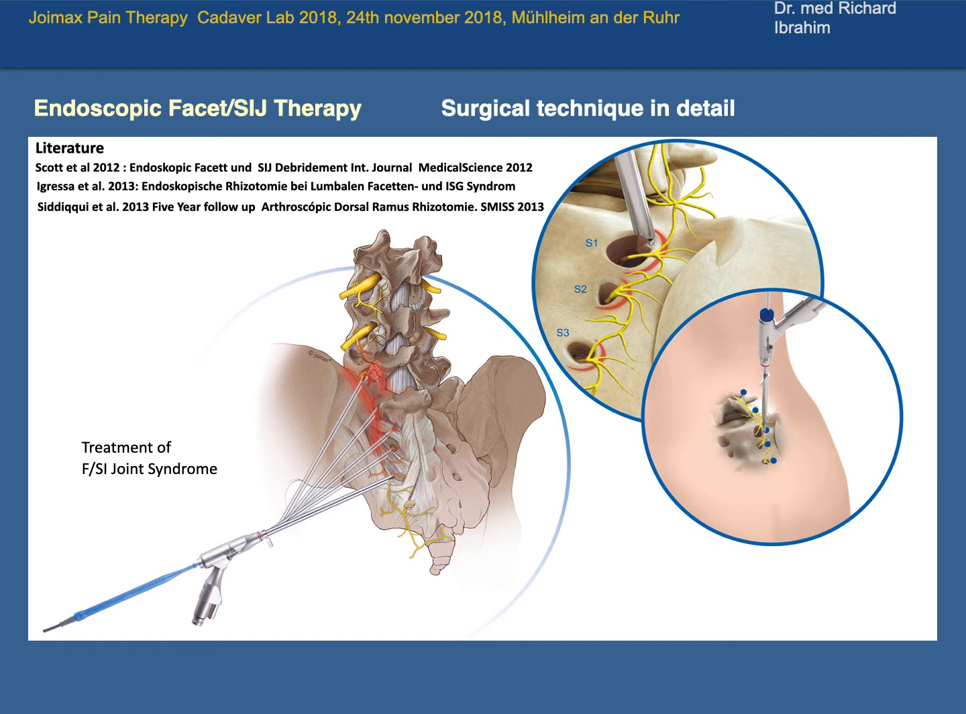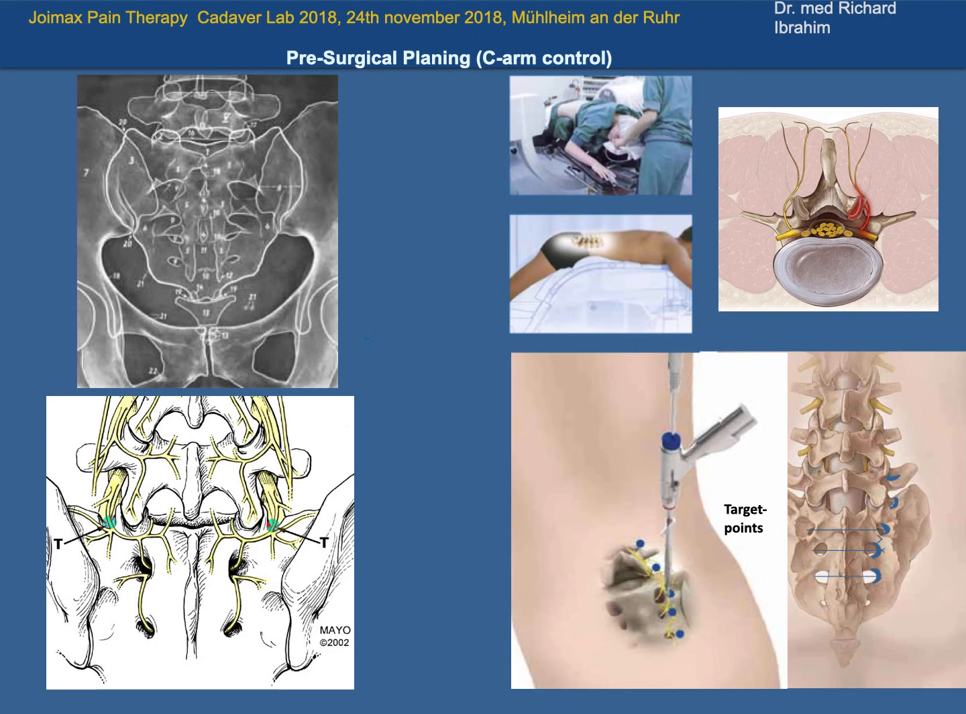So this is the literature of the facet joint from a friend of mine in Cologne, by Igressa, Siddiqui, and from Scott, and we keep on talking about this in prone position as a patient in my inpatient service. We use this in general anesthetic, but you can also do this in local anesthetic, and you must show this under X-ray control, a clear position of the patient should be presented.